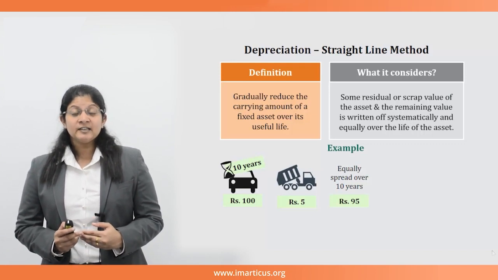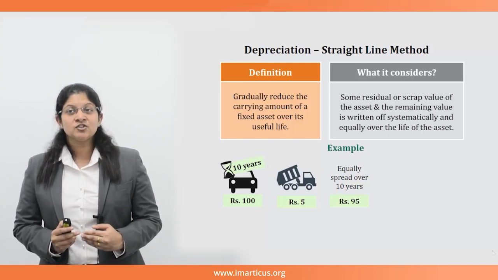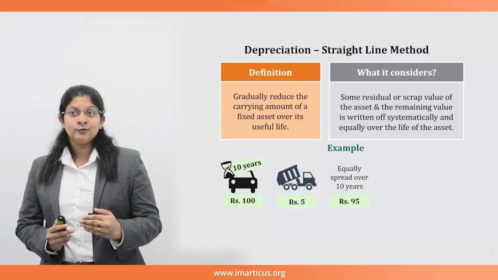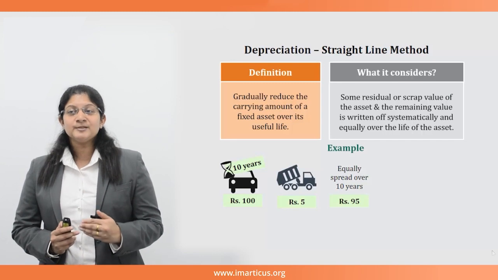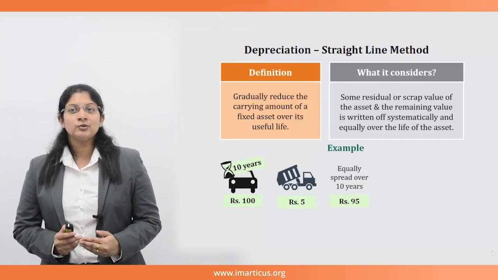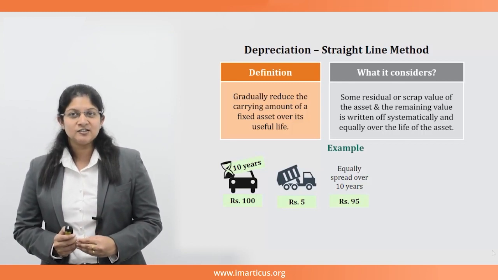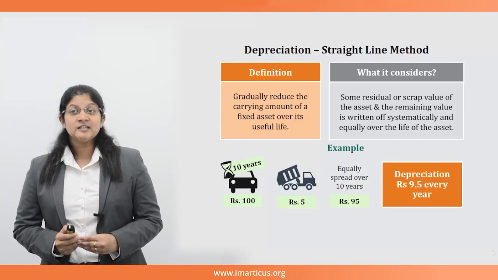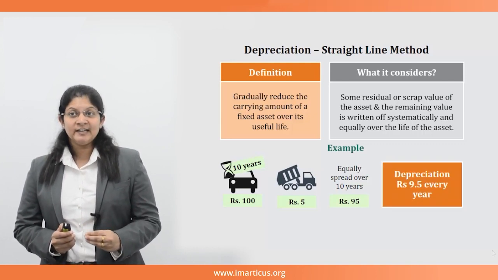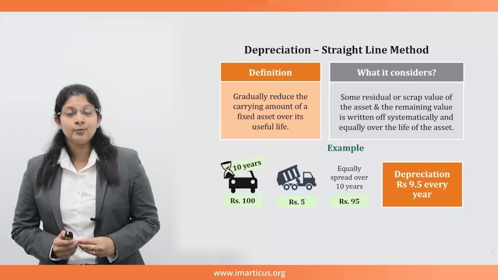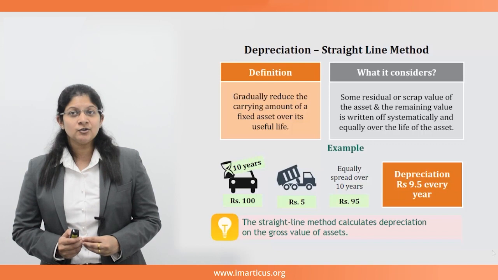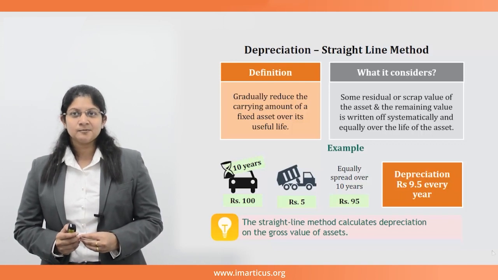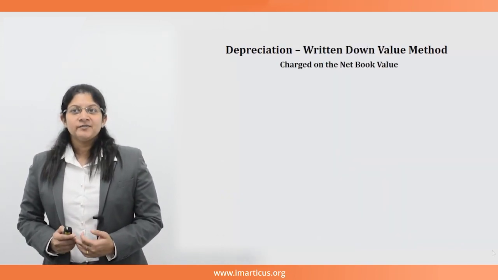Rs 95 is the depreciable value of the asset, which is derived by reducing the scrap value from its actual cost. This amount is equally spread over 10 years and is then shown in the profit and loss account as depreciation. In this case, the depreciation would be 1/10 of 95, that is Rs 9.5 every year. The straight line method calculates depreciation on the gross value of assets. Next, we have the written down value method.